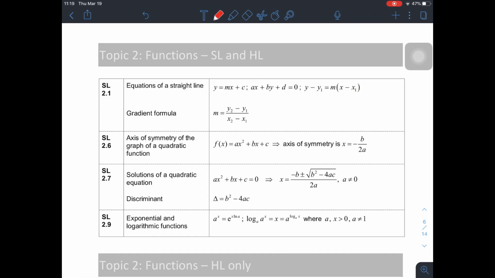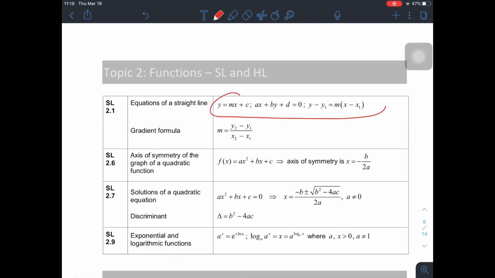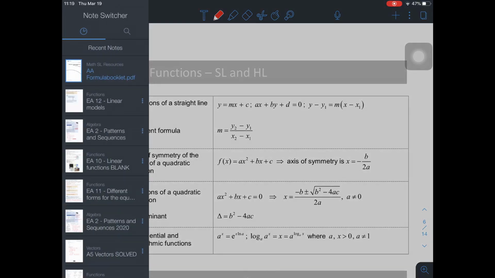Remember the first case, this is the gradient intercept form. This is the general form, and this is the point slope, or gradient point form, in which we're given a known point and the gradient of the function. This is just for you to remember. You don't have the names here, so you need to remember which one is which. But that's easy to remember if you know what each of the parameters represent. Okay, so go back to the assignment.